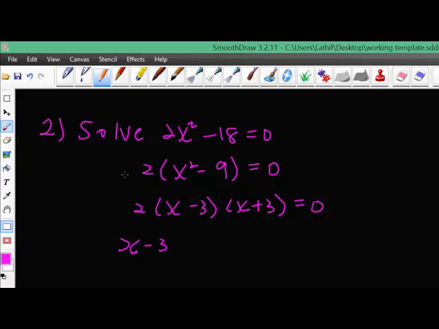x minus 3 equals to 0 or x plus 3 equals to 0. And hence, x equals to 3 and x equals to negative 3. So our two solutions for this question will be x equals to 3, x equals to negative 3.